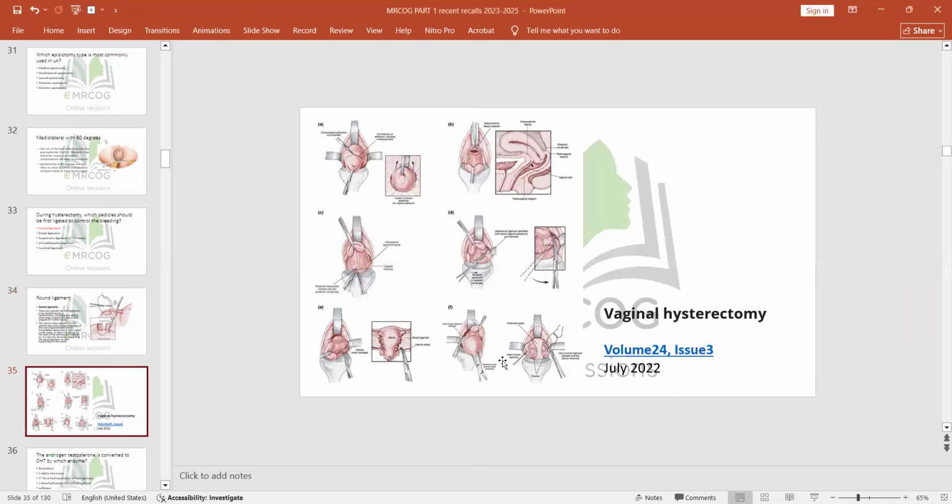Okay, so I brought you anyway the vaginal hysterectomy. You can see that the first one, where are we? Yeah, the uterosacral ligament. This is the first pedicle that's going to be ligated.